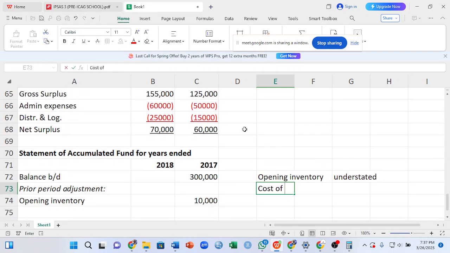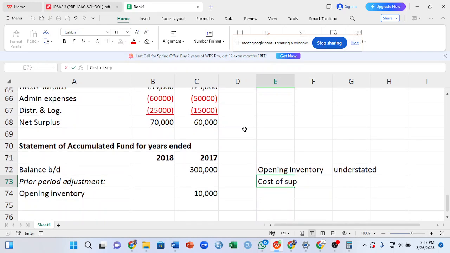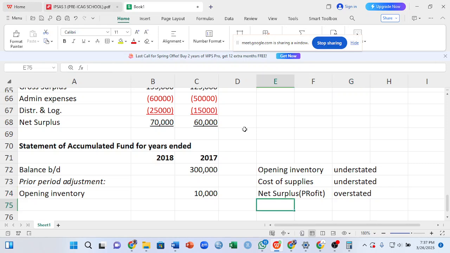Will cost of sales, let me use the name given to us, cost of supplies, be understated or overstated? If any value is understated, will it be overstated or understated? It will be understated, right? Yes, please. Okay. And now, if cost of sales is understated, what will happen to your gross profit, net surplus or profit? Our profit will be overstated. Overstated. Do you understand now? Yes.